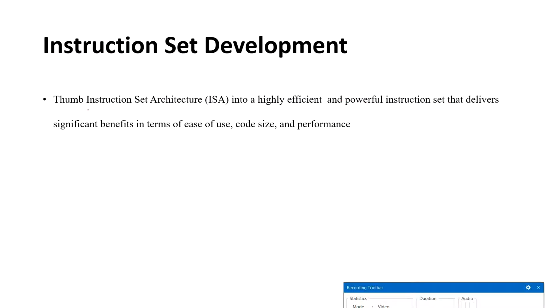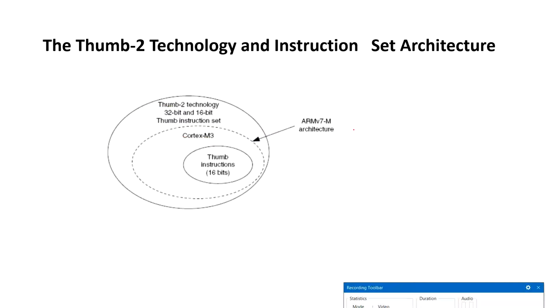Then in instruction set development, as I told you, the instruction set architecture is a highly efficient and powerful instruction set that delivers significant benefits in terms of ease of use, code size and performance. Then what is Thumb-2 technology and instruction set architecture, right?